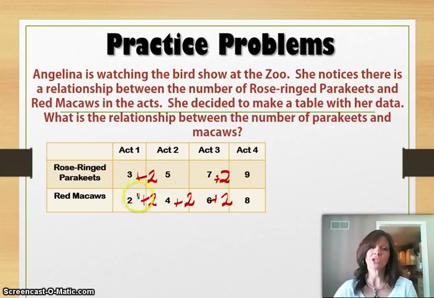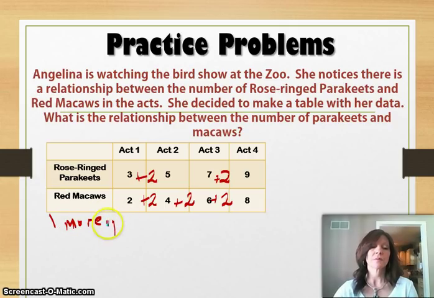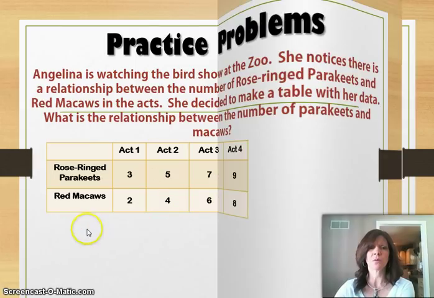However, because they start out with 1 additional parakeet than macaw, the relationship is there is 1 more parakeet than macaw. This is hard to write with this pen. And that's what you would write. Remember, it's asking you to tell the relationship. You can't just write the number 1. It wants you to write the whole thing. Hopefully you did well on that one.